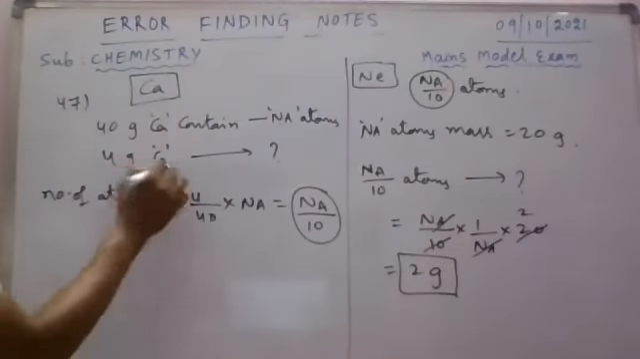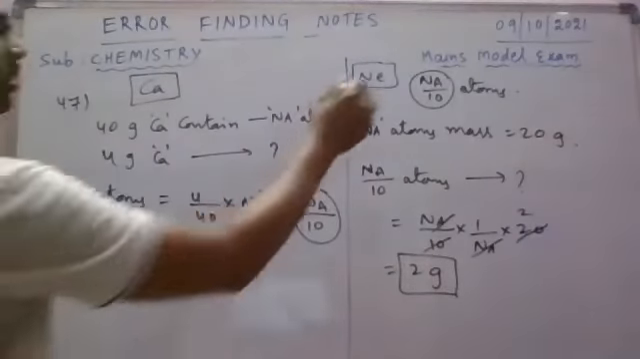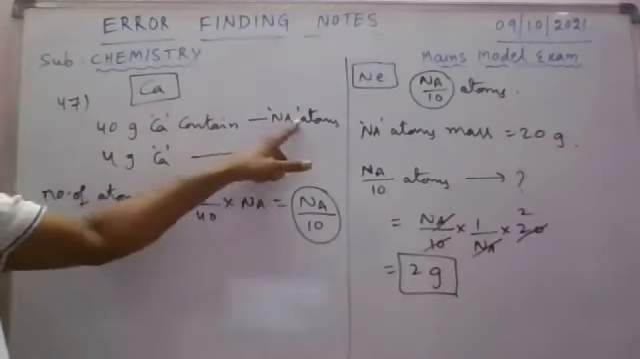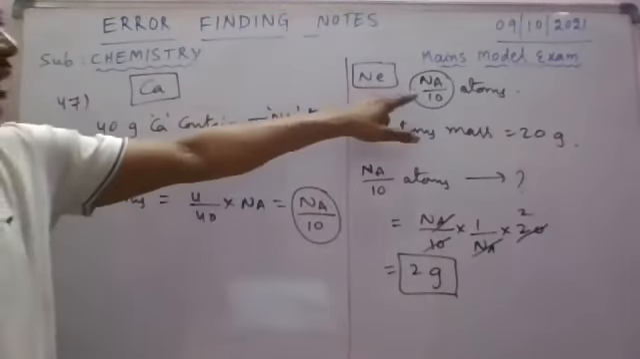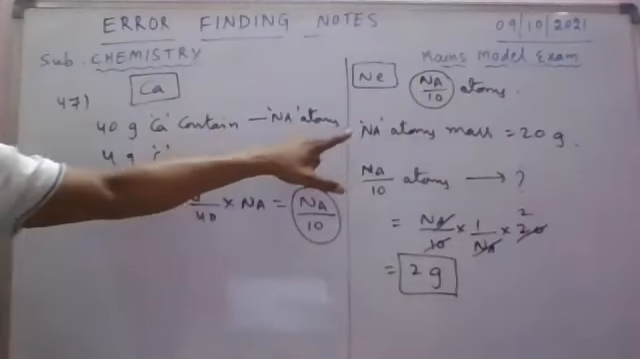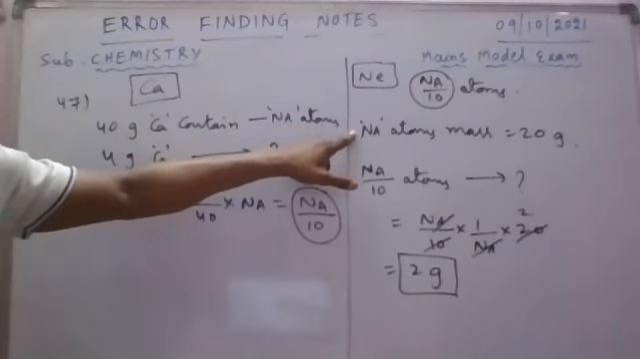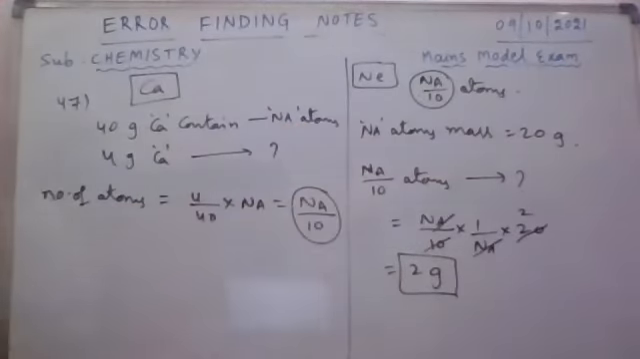Okay, now here 4 grams of calcium contains the same number of atoms as the neon. Then what is the mass of neon? That is the question. 40 grams contains Avogadro number, 4 grams contains Avogadro number by 10. Neon contains Avogadro number by 10 atoms. We know that from the atomic mass, Avogadro number of atoms of neon has mass 20 grams. Avogadro number by 10 atoms has mass 2 grams.